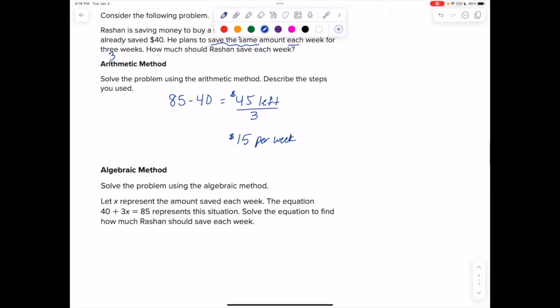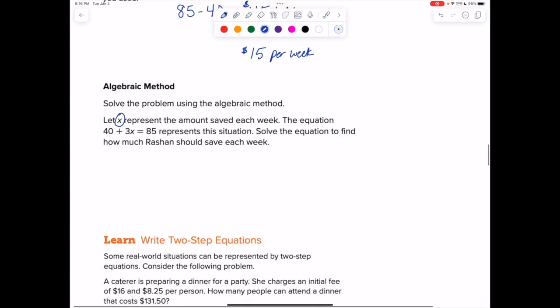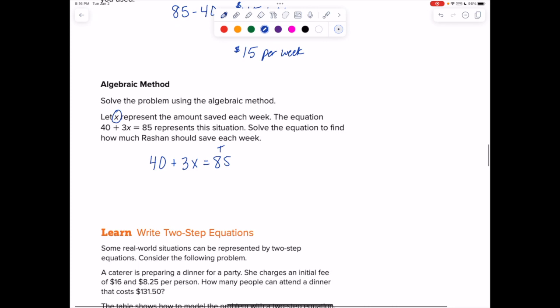Okay, the algebraic method, we want to let x represent the amount saved each week. Okay, so let's see what this would look like. So we have the $40 he already saved plus the 3 weeks times however much he was going to save, and that's going to equal the total of 85. Okay, and then all you have to do is solve it. So let's go ahead and write this out together and walk through this process.